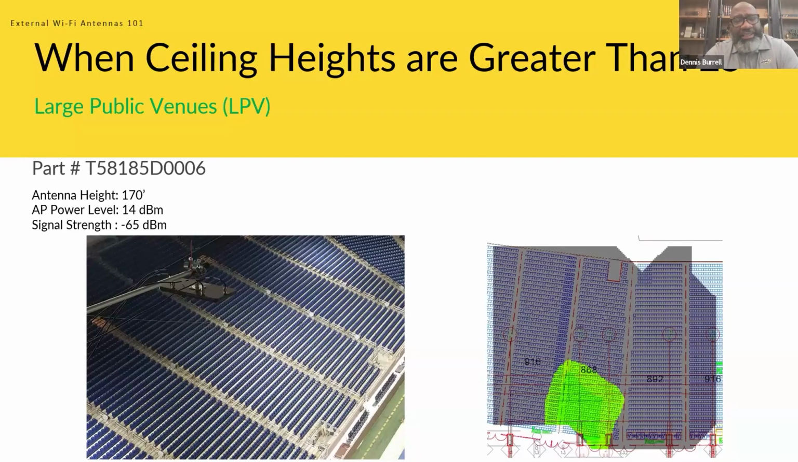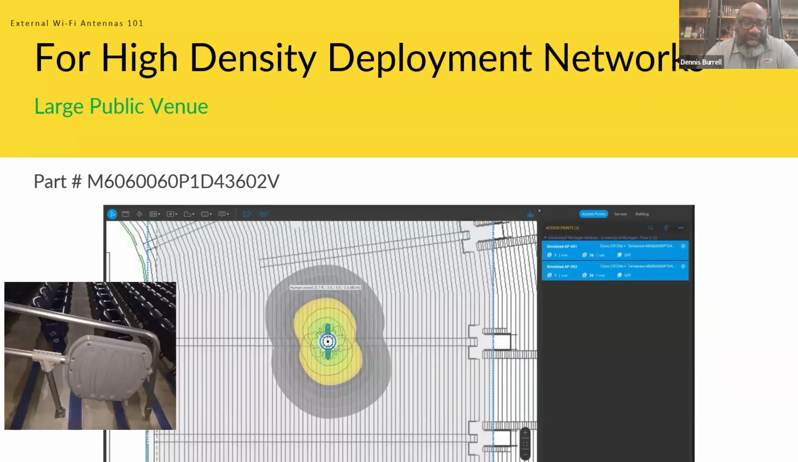And then another deployment for high density networks for large public venues. What you see there is a picture of our handrail enclosure. This enclosure has 2 APs in it, and 2 directional antennas mounted back to back.